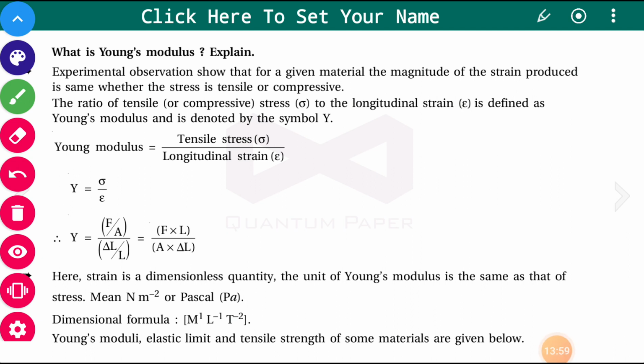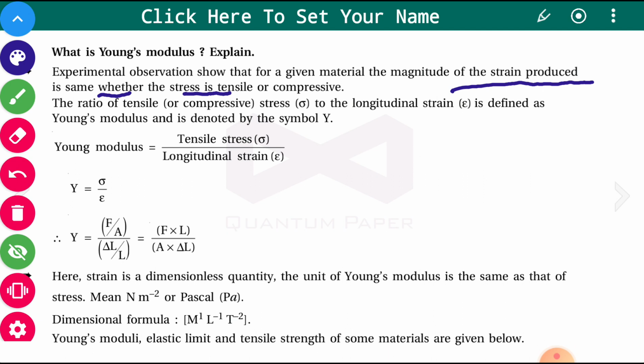Now, what is Young's modulus? Experimental observations show that for a given material, the magnitude of strain produced is the same whether the stress is a tensile stress or a compressive stress. Tensile means there will be an increase in the length, and compressive means there will be a decrease in the length. So experimental studies show that for a given material, the magnitude of the strain produced is the same whether there is a tensile stress or a compressive stress.